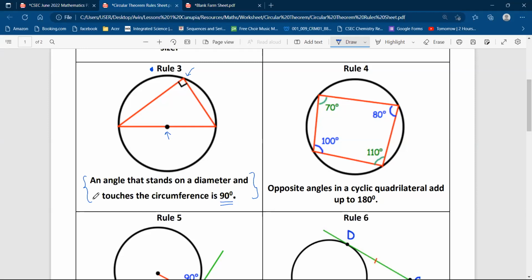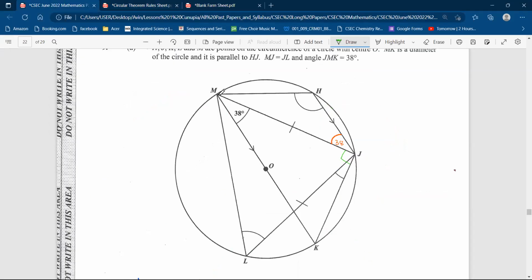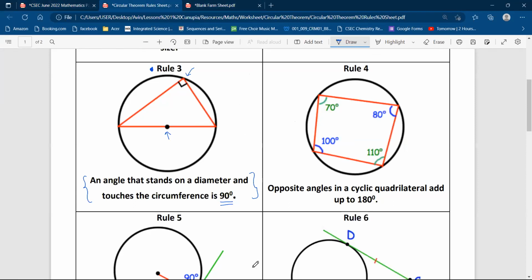So everyone look back at rule 3 and you're writing out the wording that I gave you. And if you look at it here, M to K is definitely a diameter because it's going through the center. It's starting at the beginning of the diameter, hitting the circumference and bouncing back to the end of the diameter. So this is definitely 90 degrees. And you have the wording to go with it. So I'll leave the wording there for about 10 seconds. And we'll move on to the next part of the question.